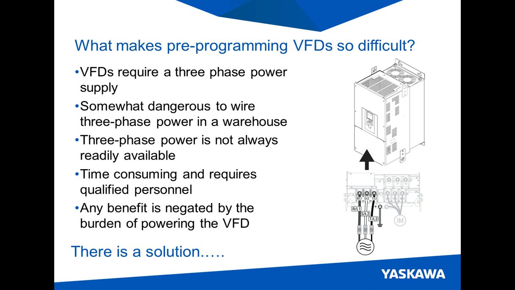VFDs, as you know, require, in most cases, three-phase industrial power. And that's high voltage. So that means 230 volts, 480 volts in our region, even 600 volts or higher, has to be available to and wired to that VFD to simply program it. That's really inconvenient if you're looking at a VFD on a distributor shelf somewhere that needs to be programmed. It can also be unsafe and cumbersome to do so in a warehouse location, for example. And three-phase power might not be readily available in that location.